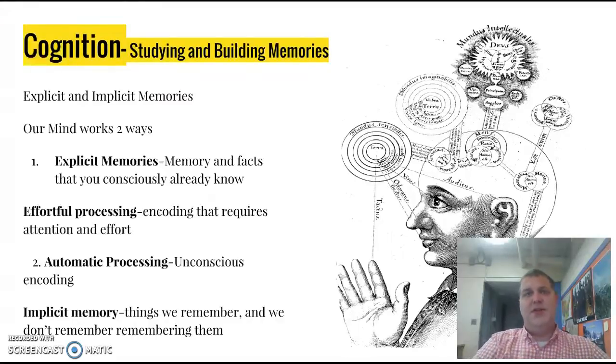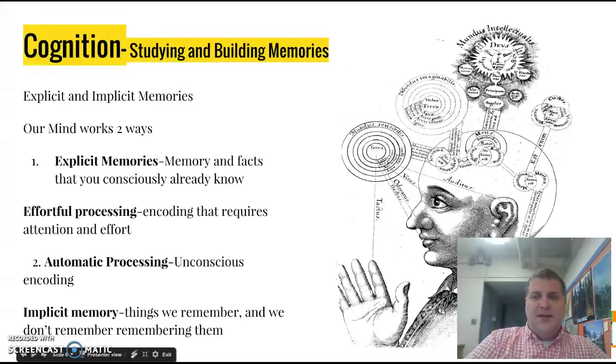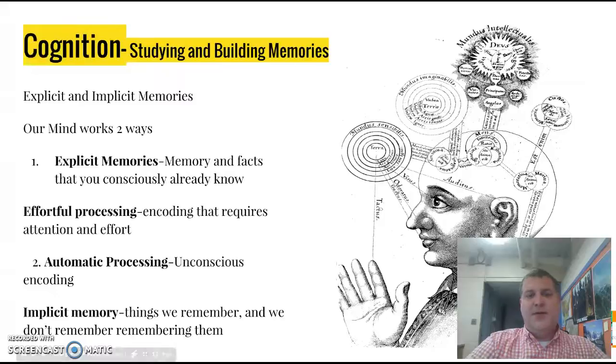So you might want to think about the way you're going to take a test, or things that you're going to have to pay a little bit more attention to, that you're going to have to actually try to remember. Automatic processing is things that you automatically do and you don't even think about, because these are unconscious ideas. Implicit memories are things we remember and we don't even remember remembering them, but we know them.